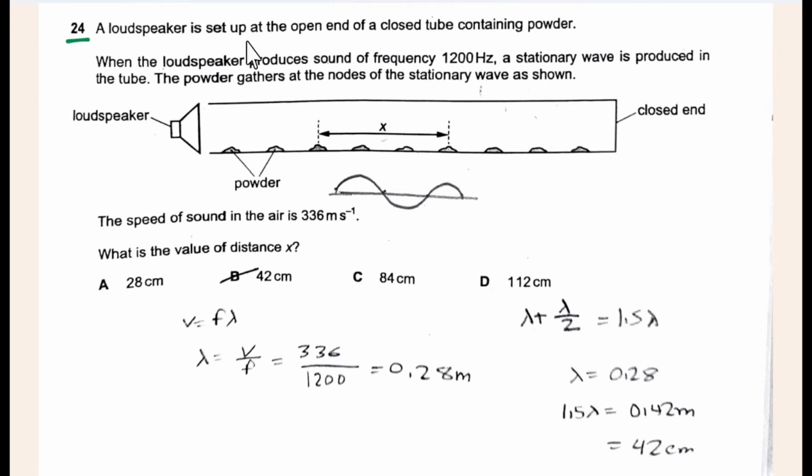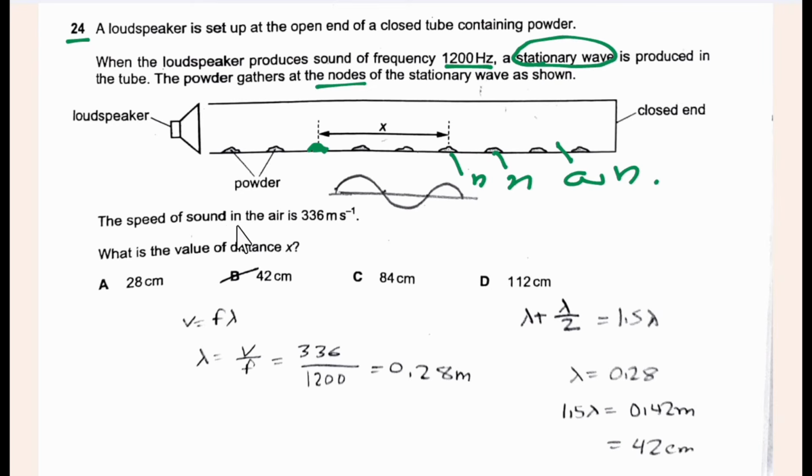24. A loudspeaker is set up at the open end of a closed tube containing powder. When the loudspeaker produces sound of frequency 1200 Hz, a stationary wave is produced in the tube. The powder gathers at the node of the stationary wave, and at the antinode there is no powder. That means this is the node, and this free space is the antinode.